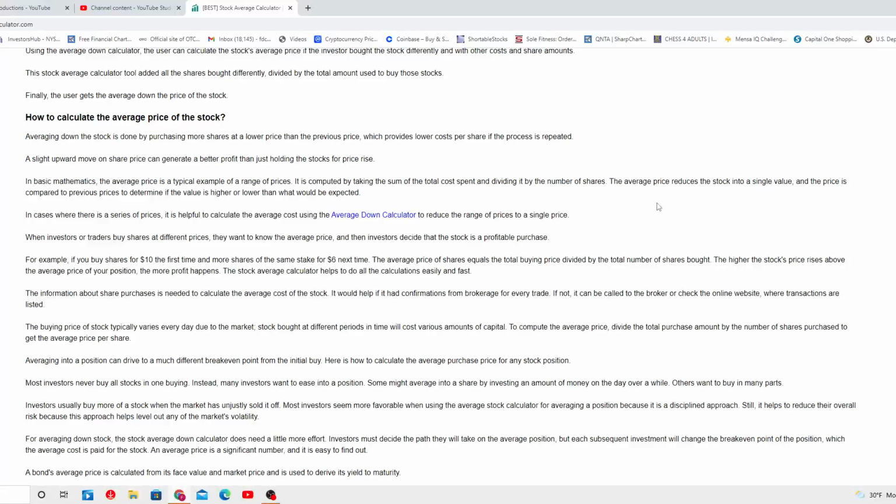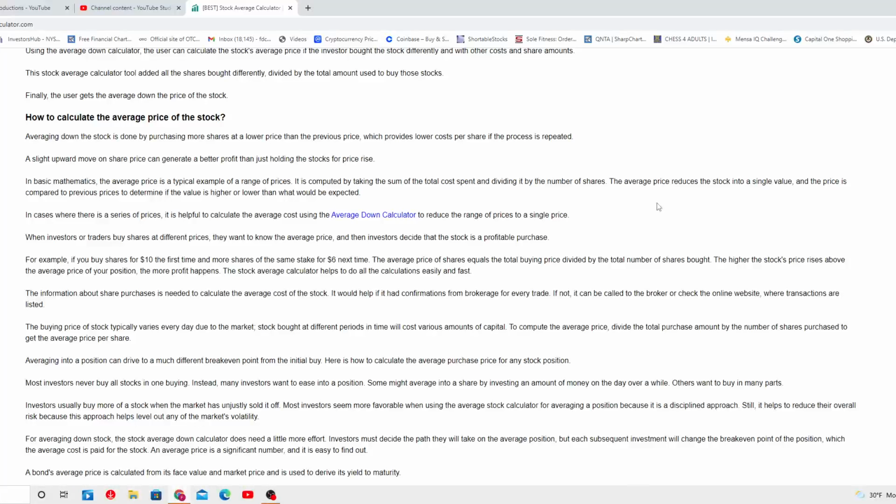The buying price of the stock typically varies every day due to the market. Stock bought at different periods in time will cost various amounts of capital. To compute the average price, divide the total purchase amount by the number of shares purchased to get the average price per share.